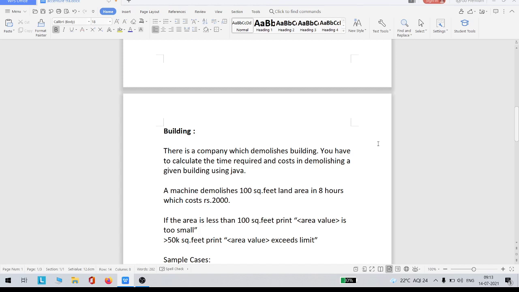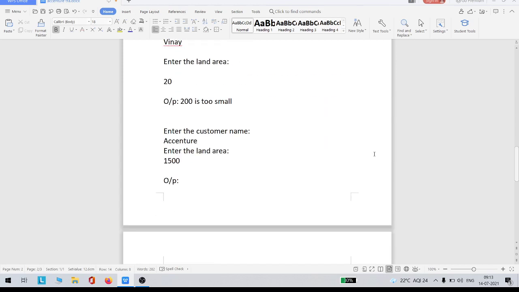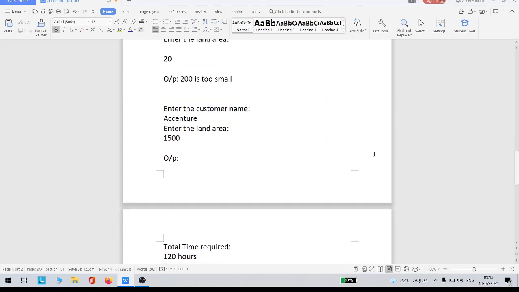Now this is the given data, and if the area is less than 100 square feet, that area is too small. You have to print that the area is too small. And if the given area is greater than 50,000 square feet, you have to print that the area exceeds limit. So this is the given information. They have also given the sample test cases. Let us see that. So you have to print something like this.